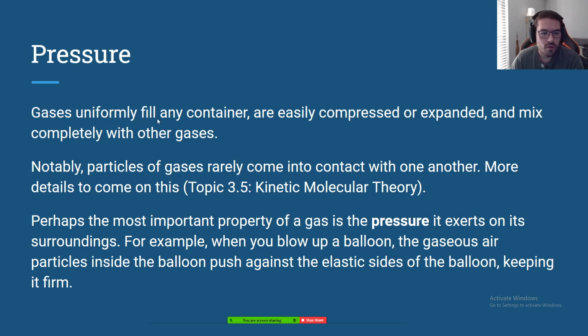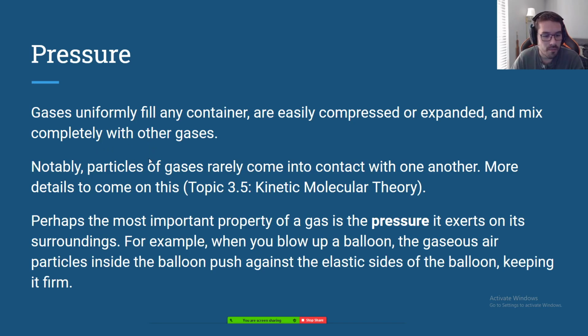All right. Gases uniformly fill containers. Okay, so gases, if they are left to their own devices, will fill up a container, whatever container they happen to be in. All right, they're easily compressed or expanded. Okay, the particles of a gas are usually few and far between. There's lots of space in between the different particles, so they're easily compressed or expanded. And gases also will mix easily with other gases. Okay, so if you have 2 or 3 different substances, gases are easily mixed.